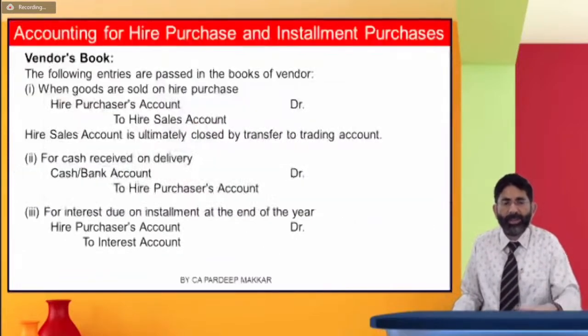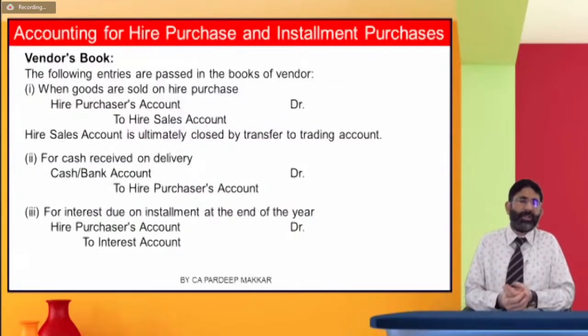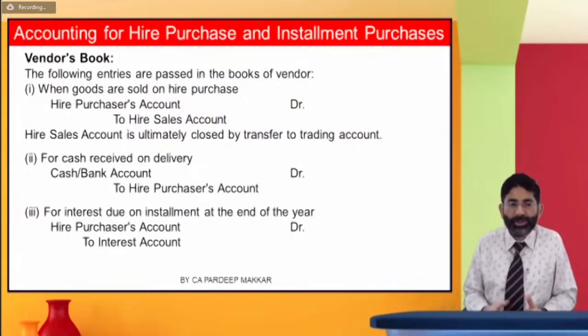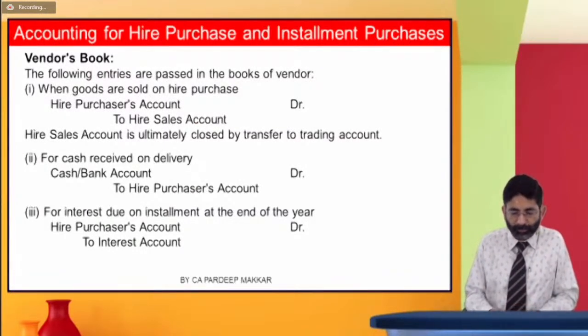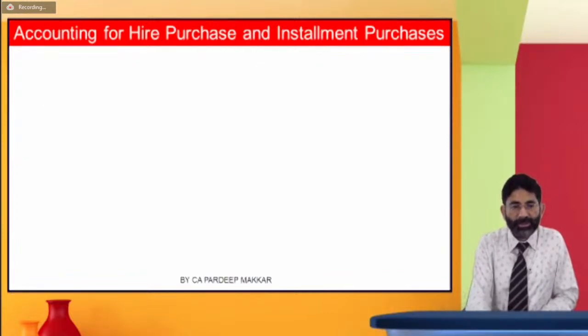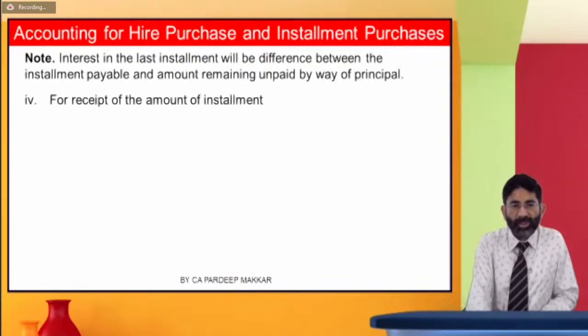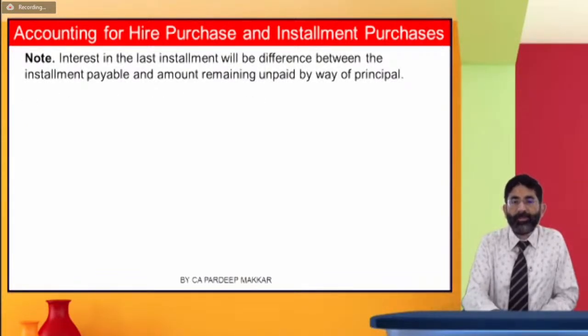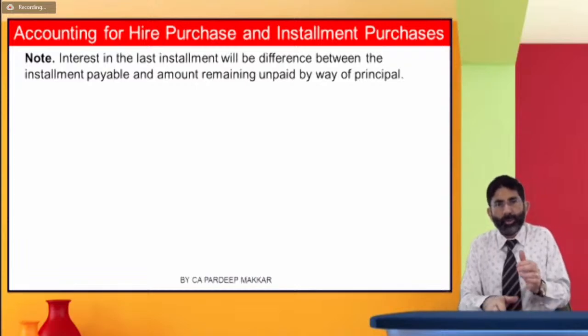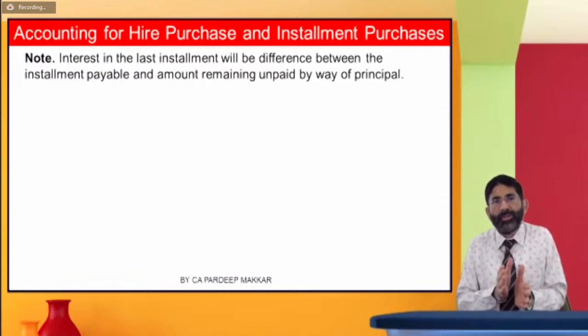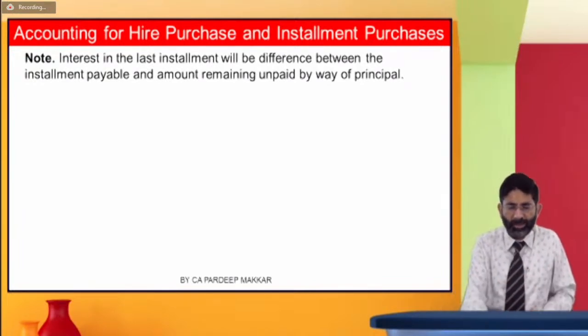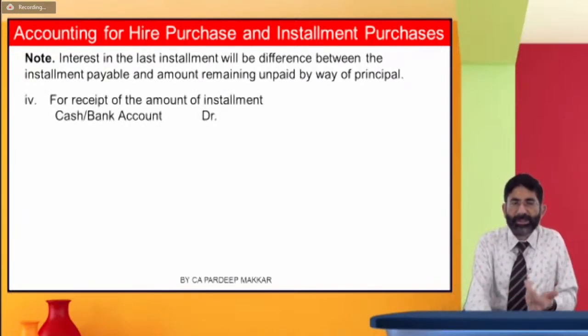Not in the given case, because in this case, I have just taken an assumption. But when we do the question, it will be okay. So I assume that you have taken the screenshot of these three entries. Interest in the last installment may be different due to some calculation. It may happen that interest will be different, that we will do practically. You may just note it down with you. We will understand it later on.